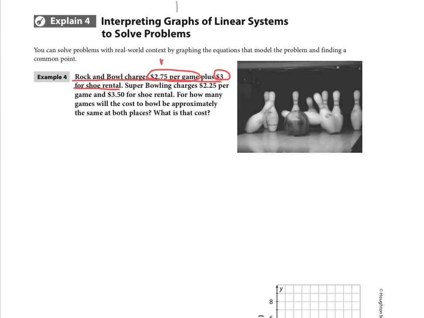Notice that $2.75 per game is a rate, and $3 for a shoe rental is a starting value because you have to at least rent shoes before you can start buying games. So because of that, I'll use R for Rock and Roll Bowl. So R equals 2.75x plus 3, where x here is going to stand for the number of games, because it says per game. Game is your variable.